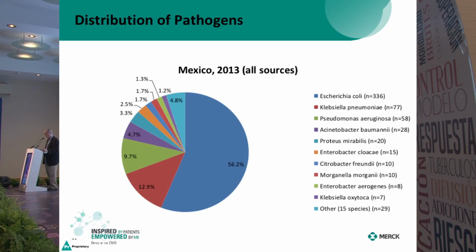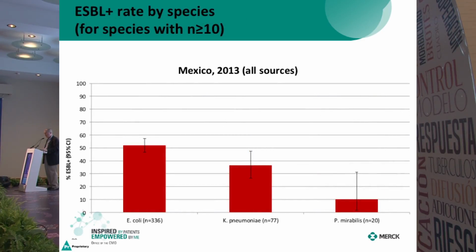But the predominant organism, not unexpectedly, is E. coli. The next is Klebsiella, the next Pseudomonas. Notice that Enterobacter, although not as prominent as those, is number 4 on the list. This is the ESBL rate by species. So if you have ESBL, you're going to have problems in treating. And notice that there are a lot of organisms that have ESBLs.